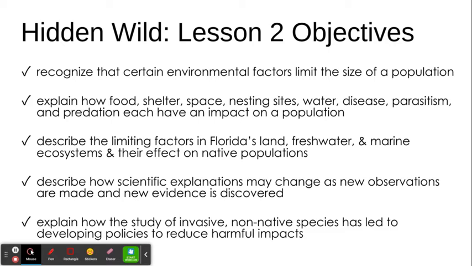The lesson objectives that would be utilized going through the whole 5E process would be to recognize that certain environmental factors limit the size of a population, explaining how food, shelter, space, nesting sites, water, disease, parasitism, and predation have each an impact on a population, describing the limiting factors in Florida's land, freshwater, and marine ecosystems and their effect on native populations, describing how scientific explanations may change as new observations are made and new evidence is discovered, and explaining how the study of invasive and non-native species has led to developing policies to reduce harmful impacts.